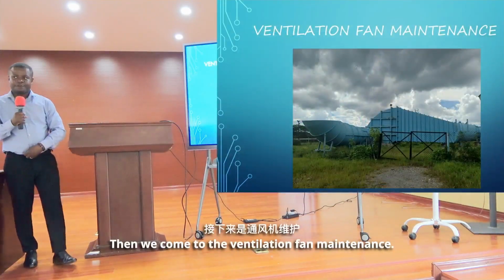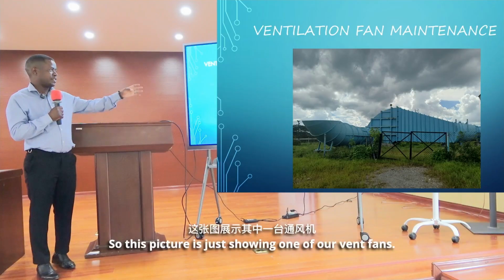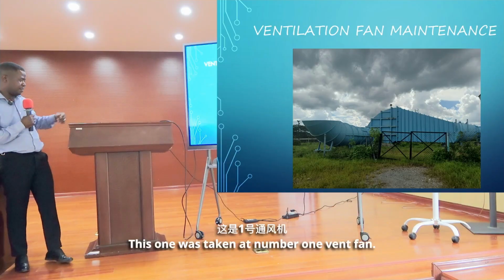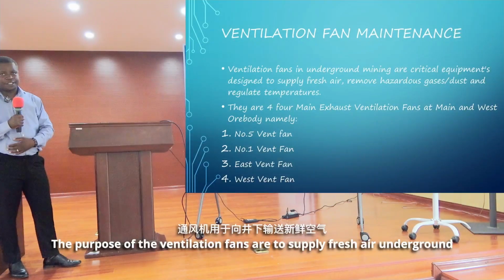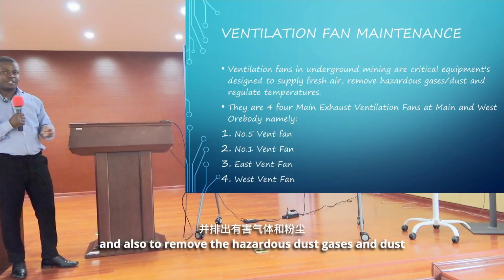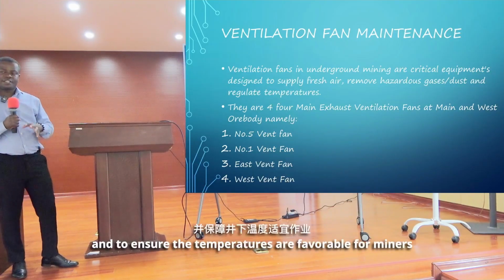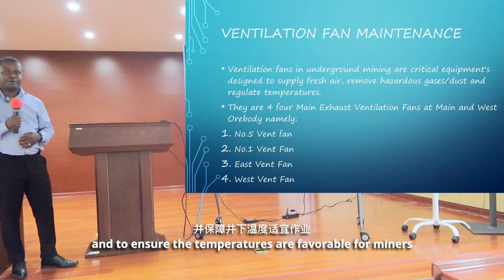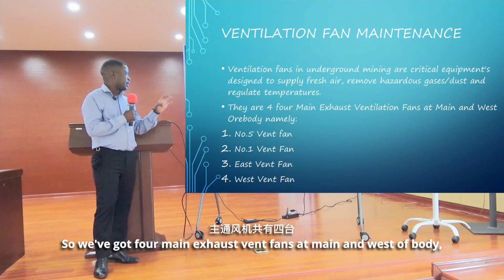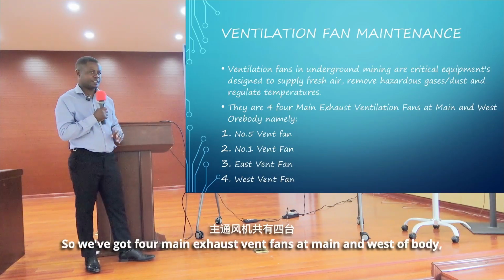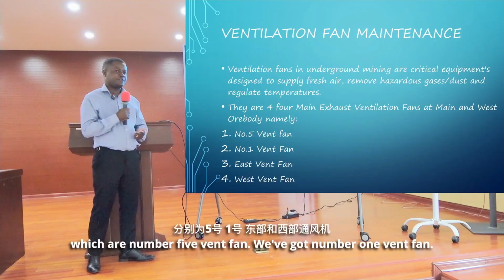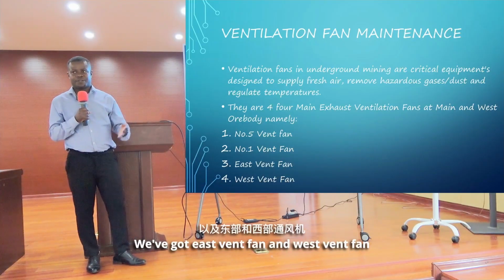Then we come to the ventilation fan maintenance. This picture is showing one of our vent fans. This one was taken at number 1 vent fan. The purpose of the ventilation fans is to supply fresh air underground, remove hazardous gases and dust, and ensure the temperatures are favorable for our miners when they're working underground. We've got 4 main exhaust vent fans at main and western body: number 5 vent fan, number 1 vent fan, east vent fan, and west vent fan.